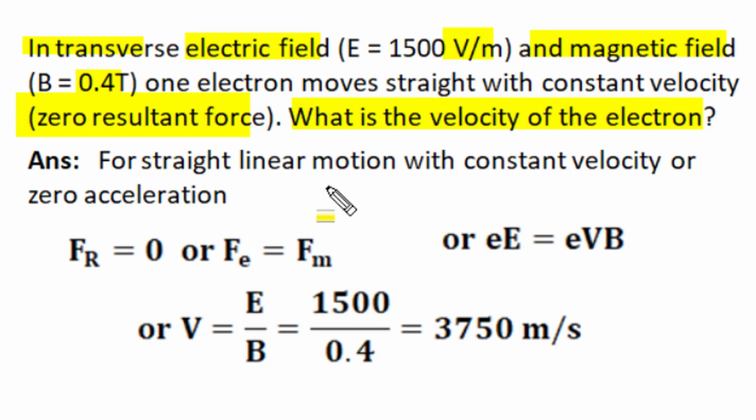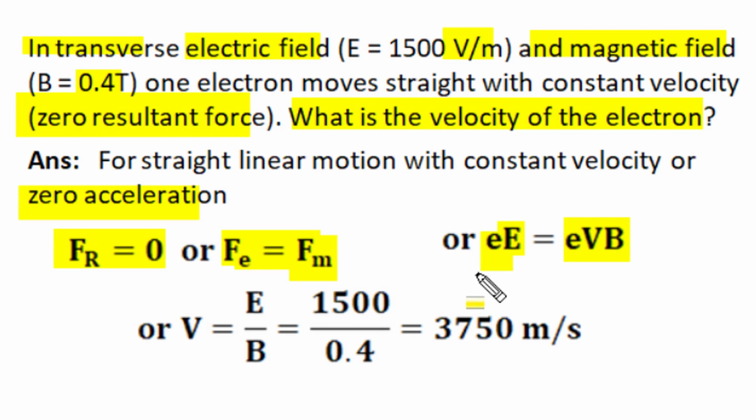So for straight linear motion with constant velocity or zero acceleration, the resultant force on the electron is zero. That means the force by electric field and force by magnetic field, electric force and magnetic force, are equal and opposite. Electric force on electronic charge is charge multiplied by strength of electric field, or intensity of electric field, and magnetic force with a 90-degree angle between velocity of the charged particle and magnetic field is given as EVB, where V is velocity of the charged particle and B is flux density of the magnetic field.